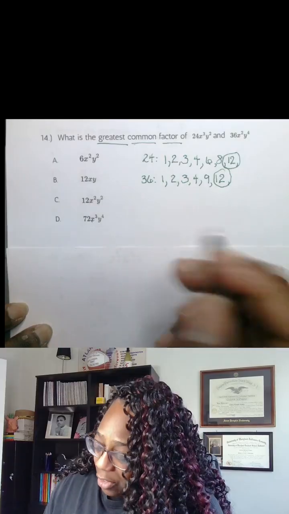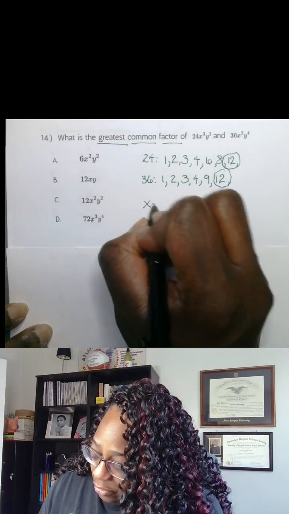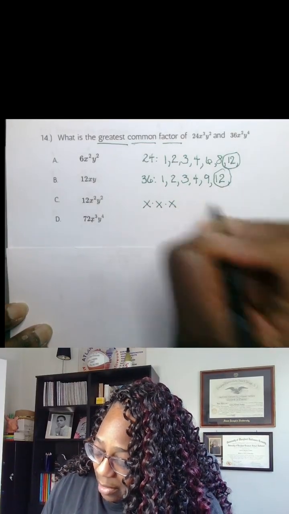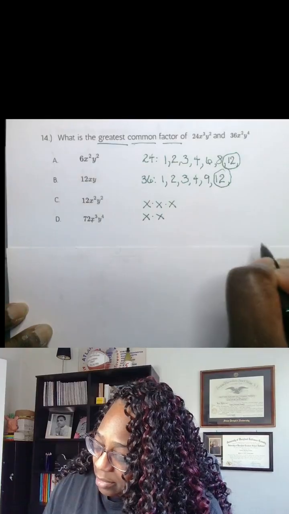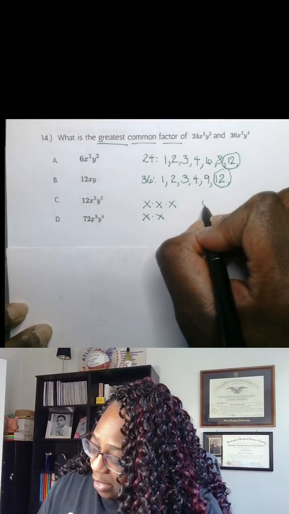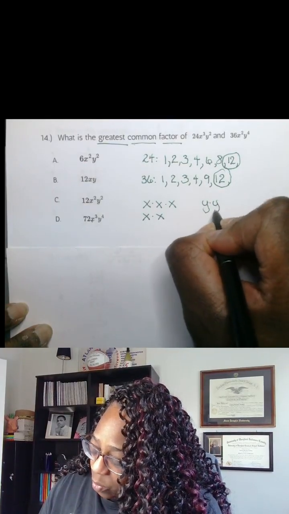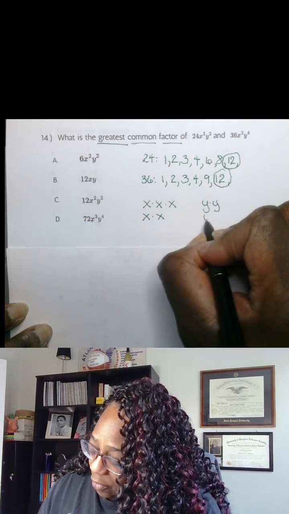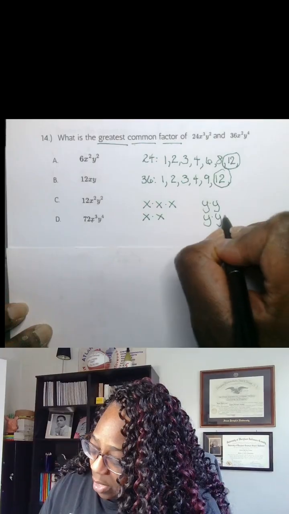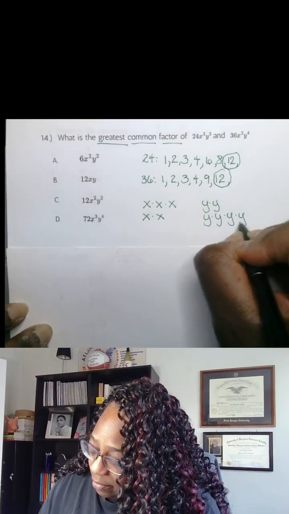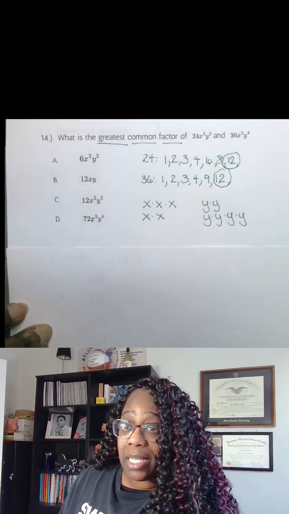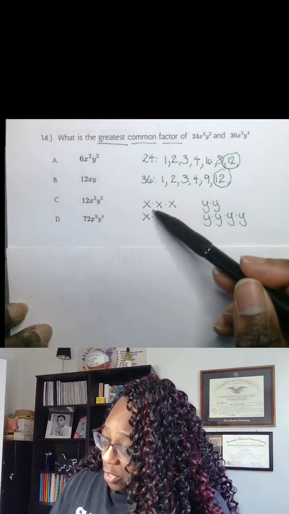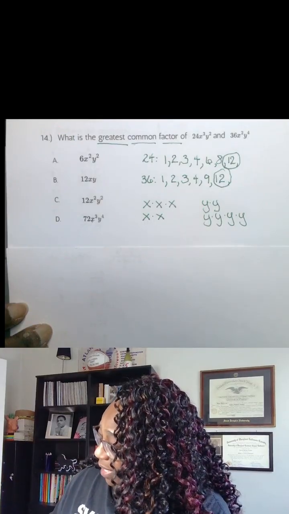Now, when we look at our x's, we have x to the third, which means x times x times x. We have x squared, which means x times x. Then we look at our y's. We have y squared, which is y times y. And we have y to the fourth, which is y times y times y times y. So now we want to take a look. We want to know how many x's they have in common.